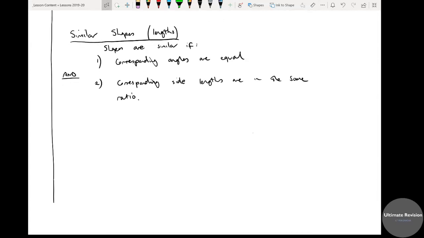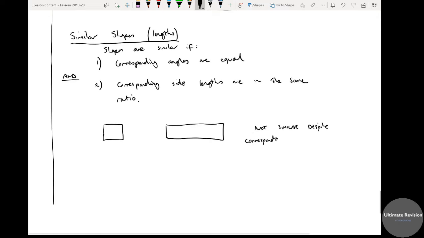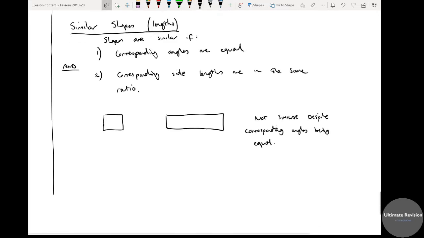They must be both. For instance, if you have, say, a square and a long rectangle, these are not similar despite corresponding angles being equal. Because point number 2, the side lengths are not in the same ratio, so they're not similar. I think it could ask you what is the definition of a similar shape, and you would need to list both of those.